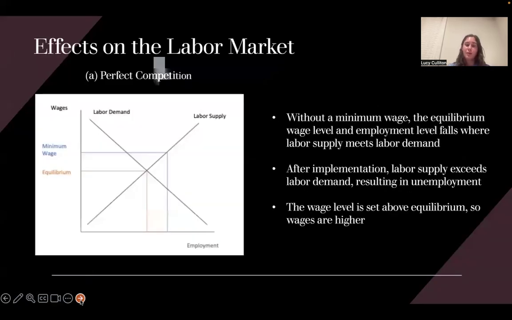Looking at its effects on the labor market, first looking at perfect competition as displayed in the graph. Without minimum wage, the equilibrium wage level and employment level falls where labor supply meets labor demand, which is denoted by the orange line on the graph. After implementation, labor supply exceeds labor demand, resulting in unemployment where the blue line hits labor demand and labor supply. So while employment decreases, the wage level, which is set above the equilibrium, increases.